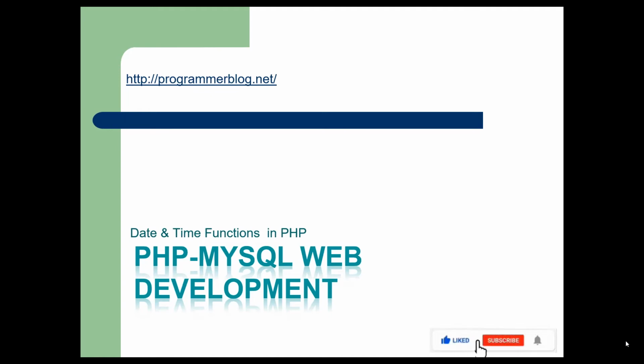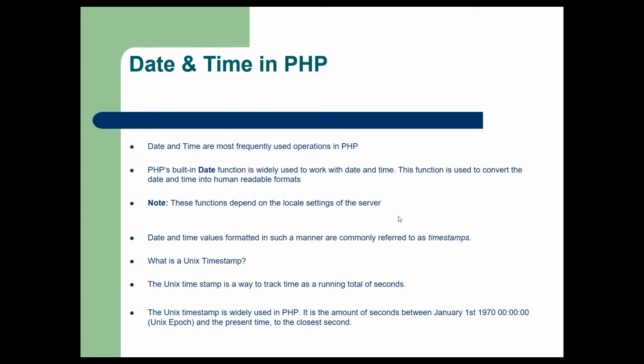Hello friends, welcome to this video on date and time functions in PHP. Date and time are very important operations used in PHP. These functions depend upon the locale settings of the server. Date and time values are formatted in such a manner that they are commonly referred to as timestamps. A timestamp is a numeric representation of a date and time.